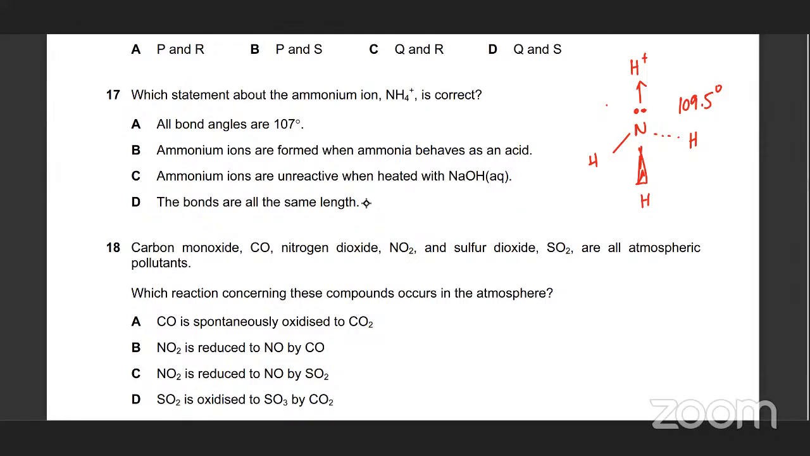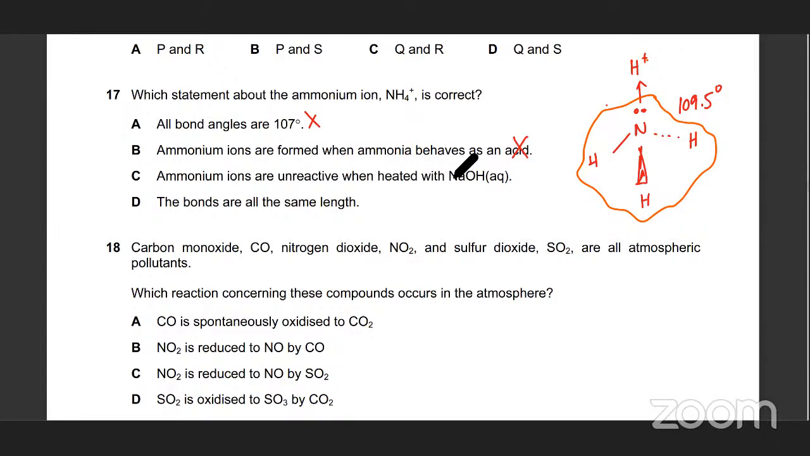So ammonium ions are formed when ammonia behaves as a base. Ammonia behaves as a base, not an acid. This statement, option B, is incorrect. Option A is also incorrect because the angles are 109.5. NH3 is behaving as a base. It's accepting an H plus 1 ion. That's when you get NH4 plus 1.